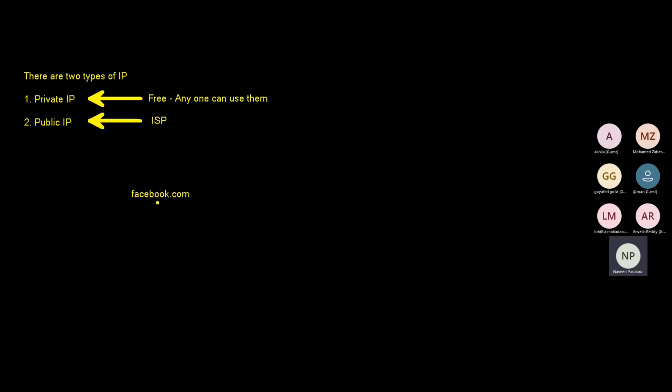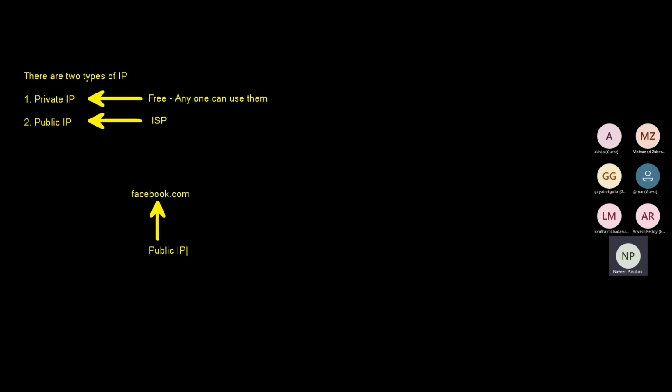In order to make this site accessible from the internet, I need to purchase a public IP address. Without a public IP address, this website cannot be accessed from the internet. With a private IP, you can access it within your organization. But if you want to make that website available on the internet, you must use a public IP.